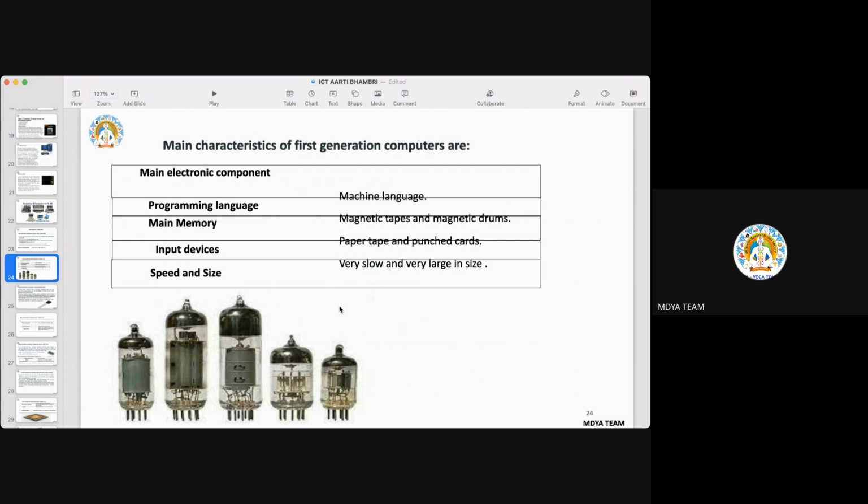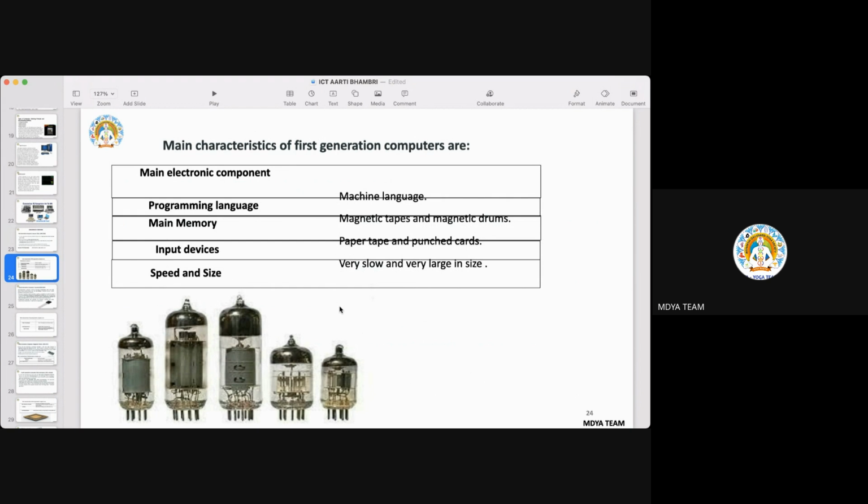Now, this is a simple table representing the first generation computers. Programming language was machine language. Main memory, yeah, they may ask the type of memory which was used. We have a table of all the generations, but we'll see separately here. Main memory is magnetic tape and magnetic drums. How they function is not in our course, so don't go too deep.